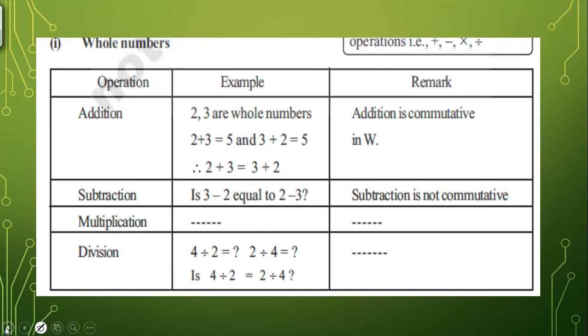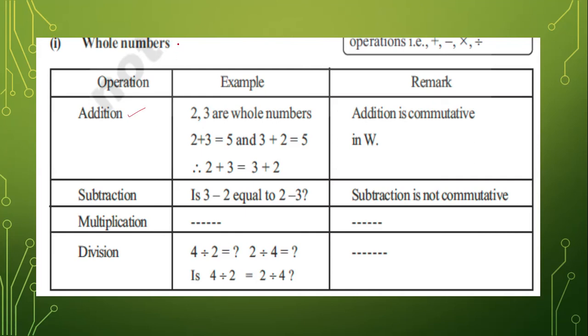Before we learn about rational numbers, we have already learned commutative property in whole numbers in 6th class and 7th class. Once you check those, you may understand it in whole numbers. Here there is a table on the screen, you may observe it. First you may take addition. In addition, already you know the whole numbers.